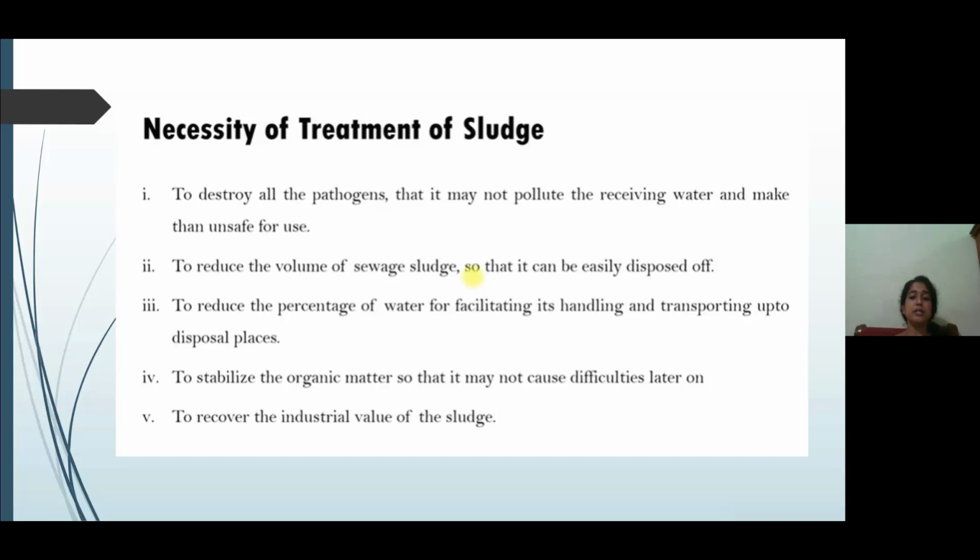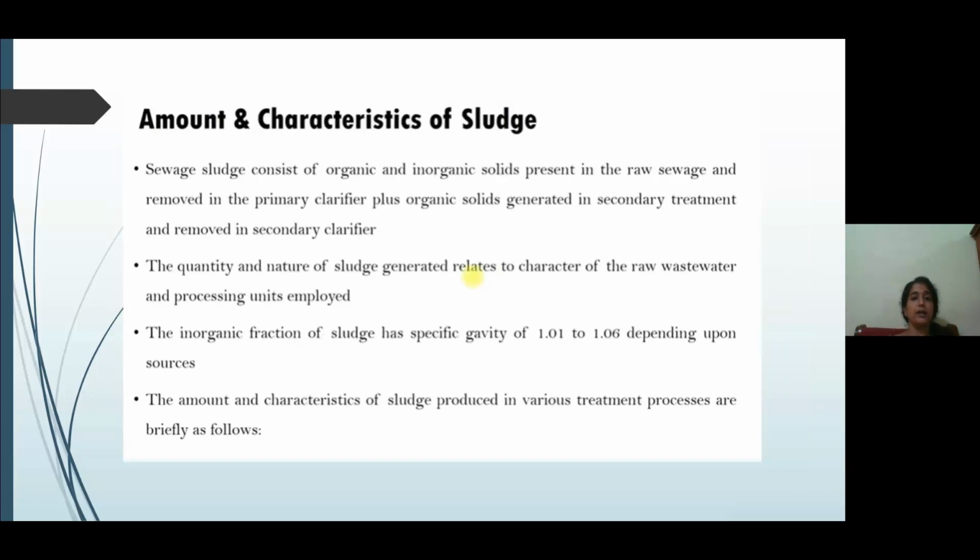And to reduce the percentage of water in the sludge, we can incinerate the sludge to stabilize the organic matter so that it may not cause difficulties later on, and to recover the industrial value of the sludge. We can use it as a fertilizer, for landfilling, and as a soil conditioner. Then amount and characteristics of sludge. This will depend upon the characteristics of wastewater also.